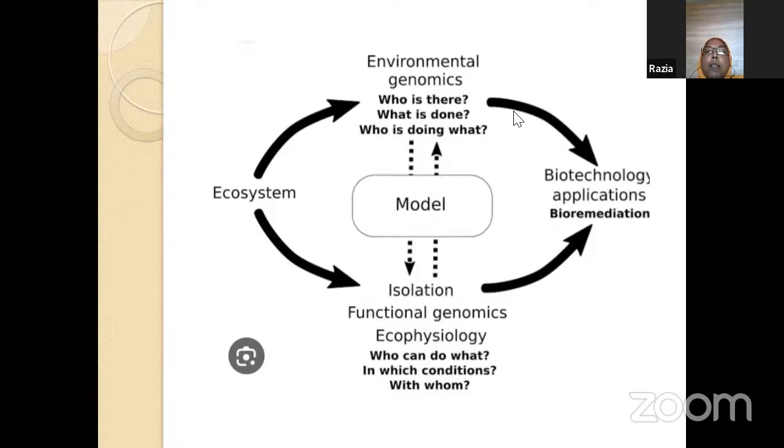Suppose we have a natural ecosystem. What are the options available for us to apply omics? By environmental genomics, we can identify which bacteria are present, what they are doing, and which kind of structural genes and functional genes are present. Based on functional genomics, we can determine the functional aspect of those bacterial cultures, and depending upon the functional characteristics, we can use them for our own biotechnological applications. Next slide, please.